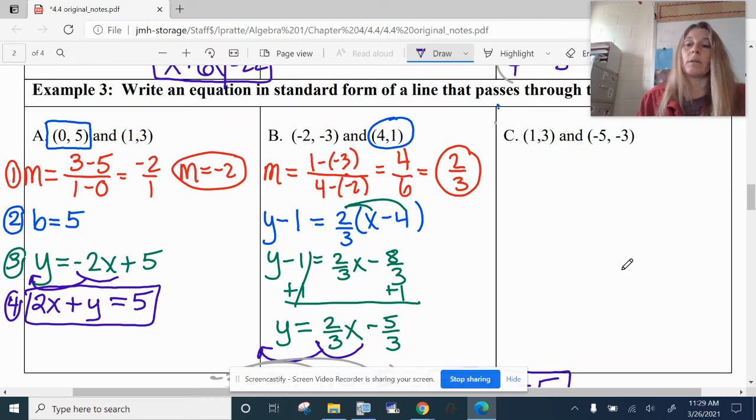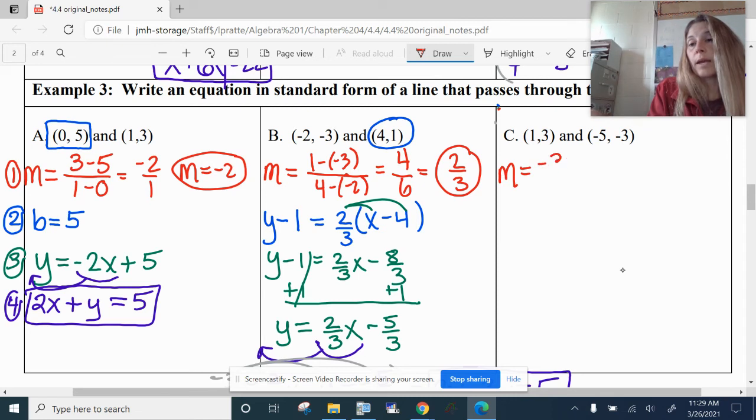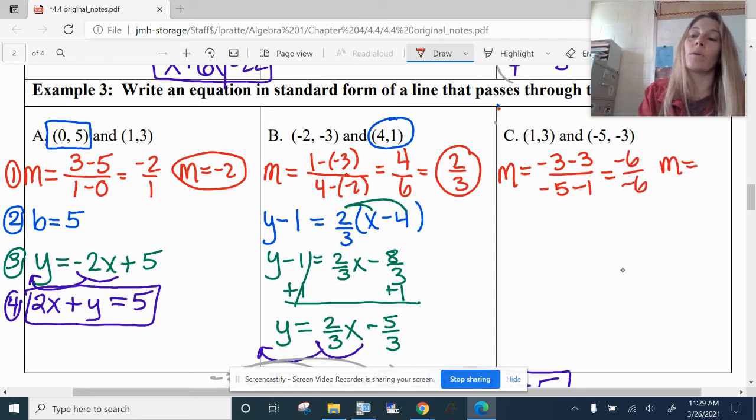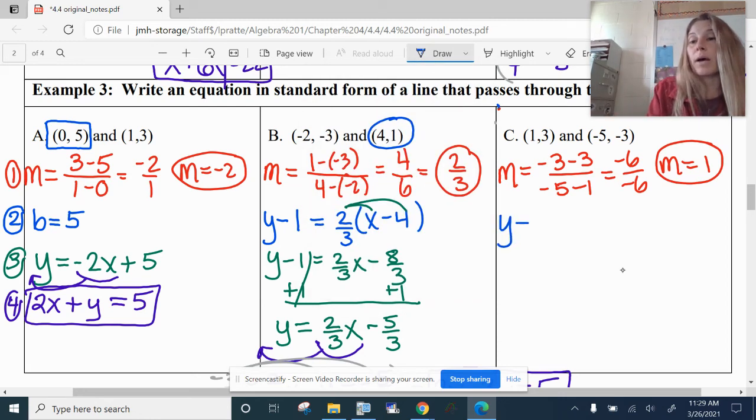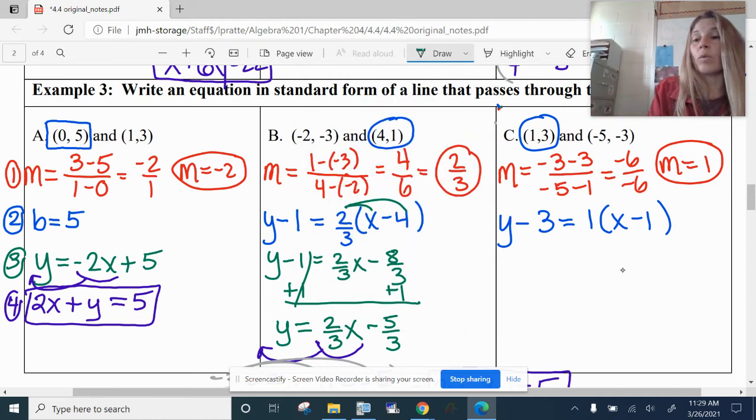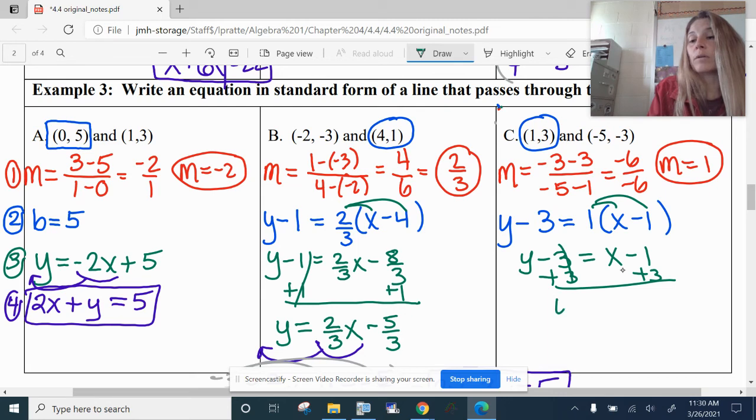All right, now this next example, finding our slope. Slope equals negative 3 minus 3 on the top and negative 5 minus 1 on the bottom. That gives me negative 6 over negative 6, which of course simplifies to a slope of 1. So y minus, I'm going to use this point here, y minus 3 equals 1 times x minus 1. If you distribute a 1, nothing is really going to change. It's just going to be y minus 3 equals x minus 1. And then we will add that 3 over, so I get y equals x plus 2.